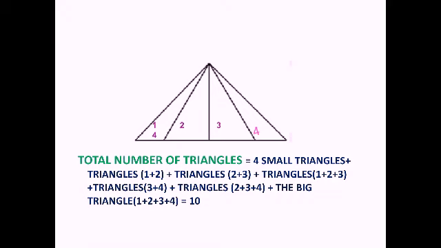So look carefully. First, number 1 triangle, number 2, number 3, number 4: 4 small triangles. Then adding triangles 1 and 2, we get one big triangle. Adding triangles 2 and 3, we get another triangle. Adding 3 and 4, also another triangle. Adding triangles 1, 2 and 3, another bigger triangle. Adding triangles 2, 3 and 4, another bigger triangle, and at the last the big triangle. So total number of triangles here are 10. Look at the calculation carefully.